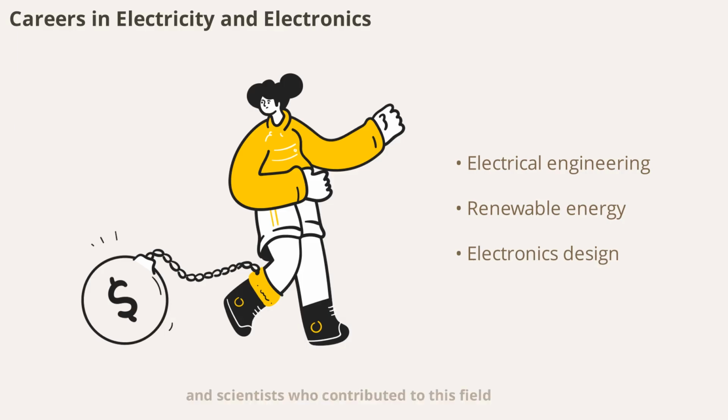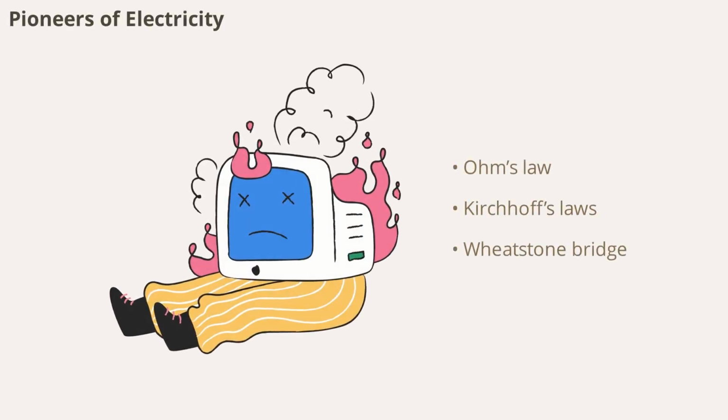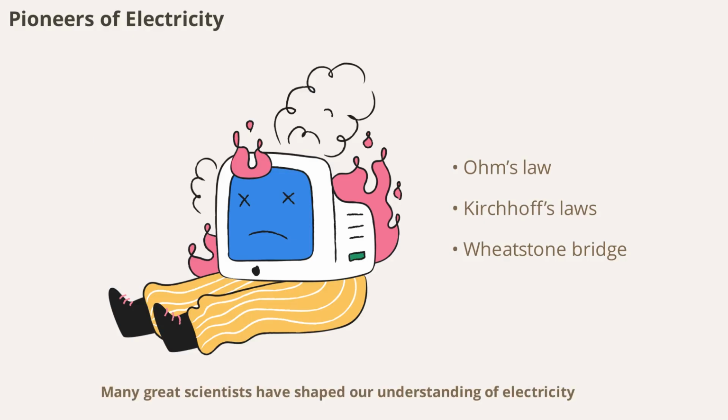Next, let's look at some famous inventors and scientists who contributed to this field. Many great scientists have shaped our understanding of electricity. Georg Ohm formulated Ohm's law, Gustav Kirchhoff developed his circuit laws, and Charles Wheatstone invented the Wheatstone bridge. Their discoveries laid the groundwork for modern electrical science and technology. Learning about these pioneers inspires us to appreciate the history and progress in this field.